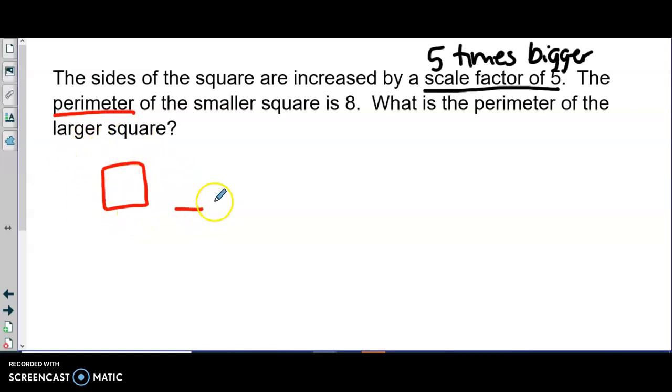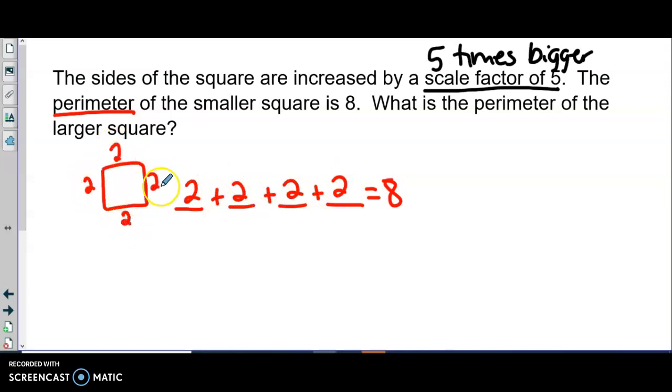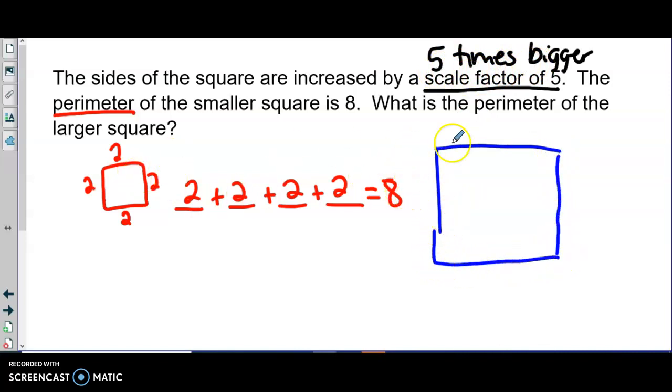So if I have to add up 4 sides and get it to equal 8, then I know each of them has to be 2, because 2 plus 2 plus 2 plus 2 equals 8. So in my small square, each side is 2, and my perimeter is 8. But now I need to do a scale factor, and I need to make it 5 times bigger. So when I do my new square, each of these sides needs to be 5 times bigger.